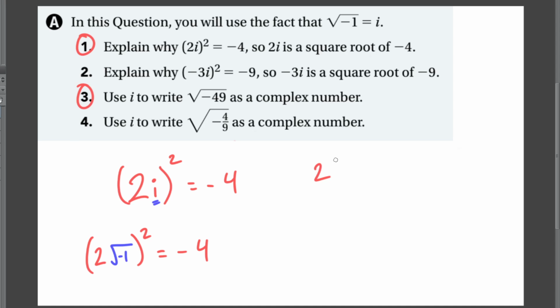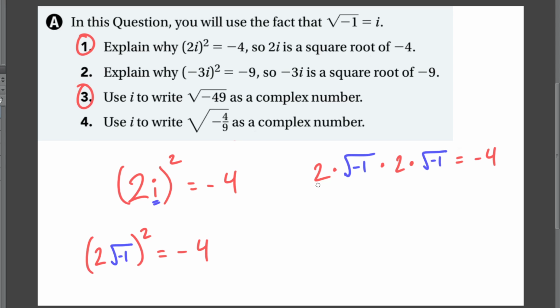So I have 2 multiplied by the square root of negative 1. That's my first one, but I have 2 of them. So I've got to write it again. 2 multiplied by the square root of negative 1. So that's my first set, and that's my second set. So we've got the square now. Cool? And all of this is still equal to negative 4.